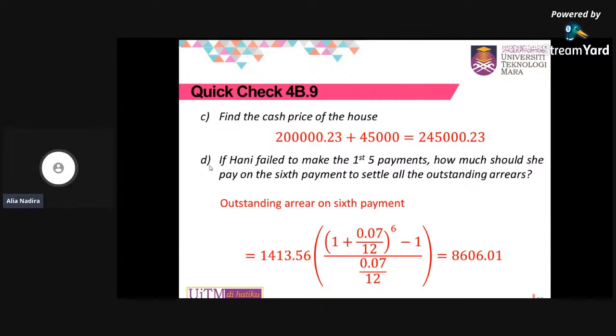Okay, now D. Okay, this one is an application problem. If Hani failed to make the first 5 payment, how much should she pay on the 6th payment to settle all the outstanding? Okay. Here. Sekarang ni kalau you nak nampak is this one lah. Katalah you lukis timeline. Okay, ada 1, 2, 3, 4, 5, 6.